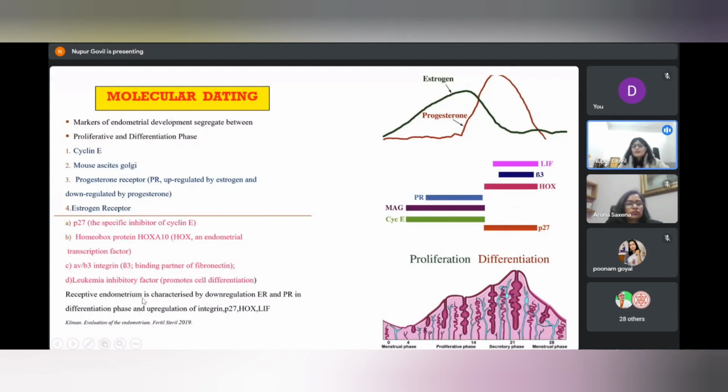So a receptive endometrium is characterized by downregulation of estrogen and progesterone receptors. If we see the proliferation phase, there are certain receptors called estrogen receptors and progesterone receptors. When we move into the differentiation phase, these ER and PR receptors should get downregulated. Their expression should stop. Otherwise, the endometrium will remain resistant to the estrogen and progesterone hormones, which are released once the corpus luteum is formed.